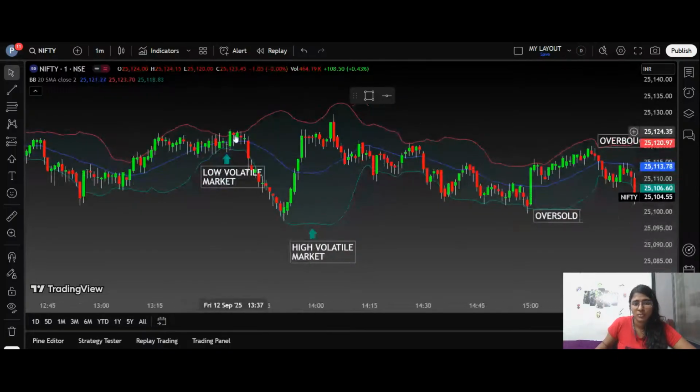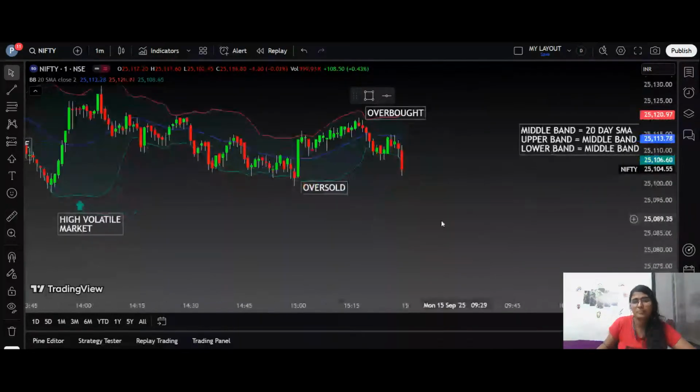If the Bollinger Bands, the red line and the green line, are very close to each other, then this market is a very low volatile market. If the Bollinger Bands are very far from each other, this red line and this green line, then we call it a very high volatile market.